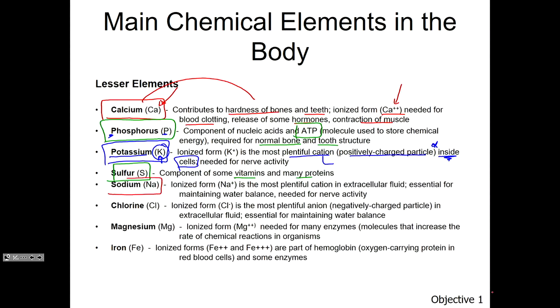Sodium is kind of the same deal with potassium. It comes from the Latin natrium. That's why it gets an Na symbol. But this is the one that we see. Again, cations, positive charge. But this is outside of the cell.